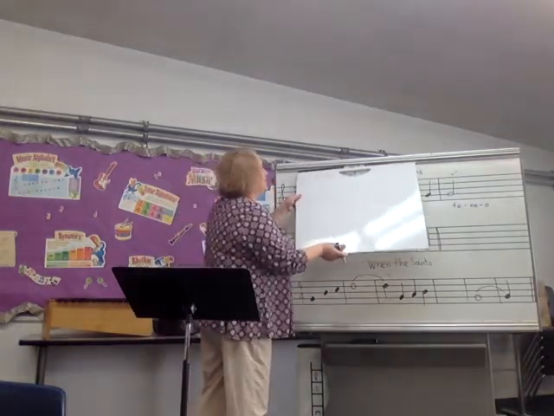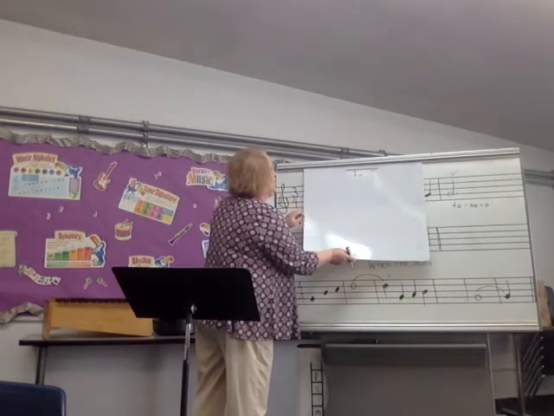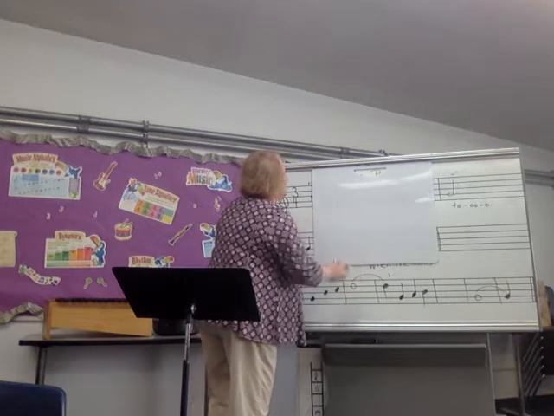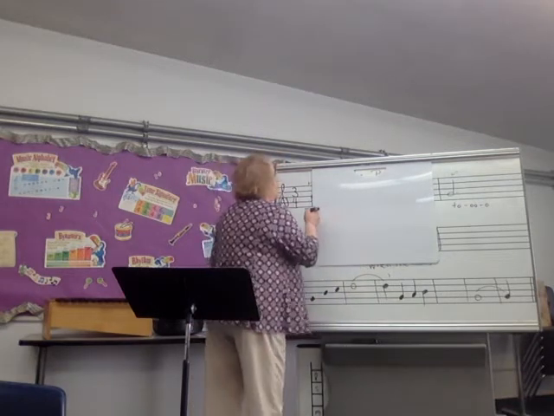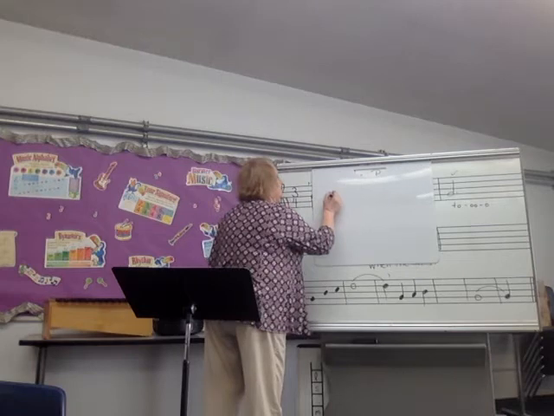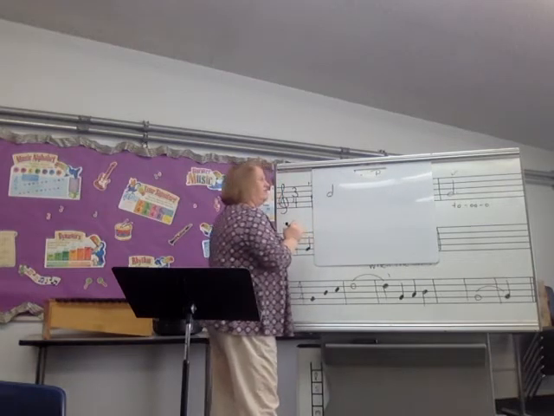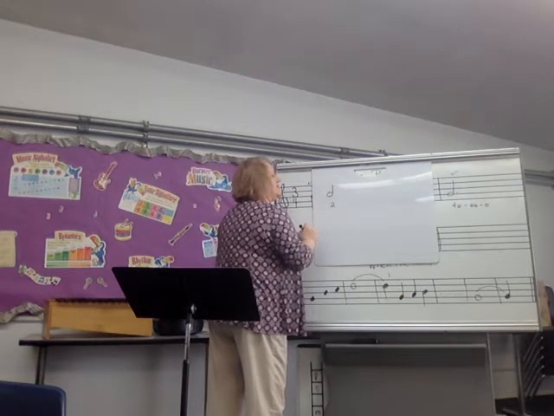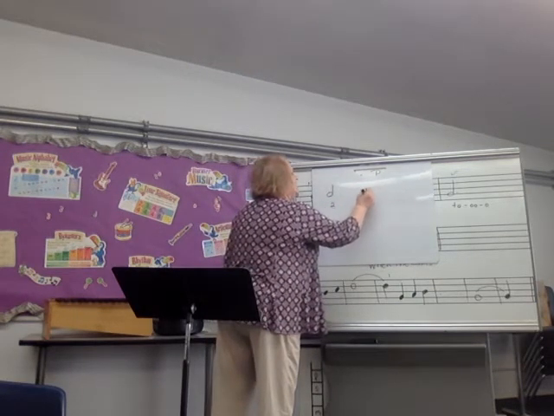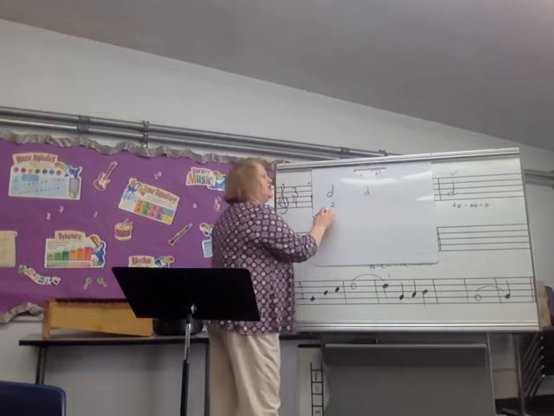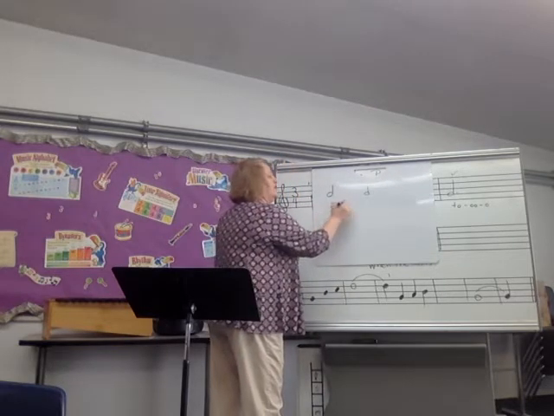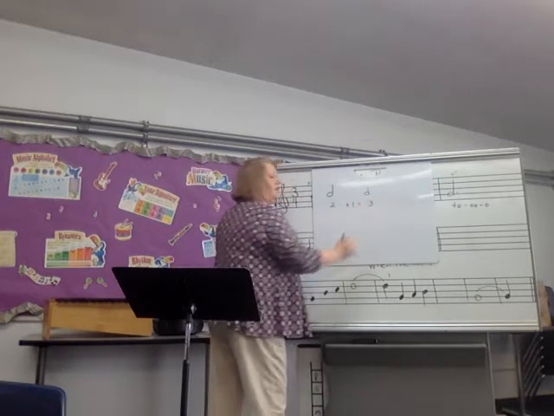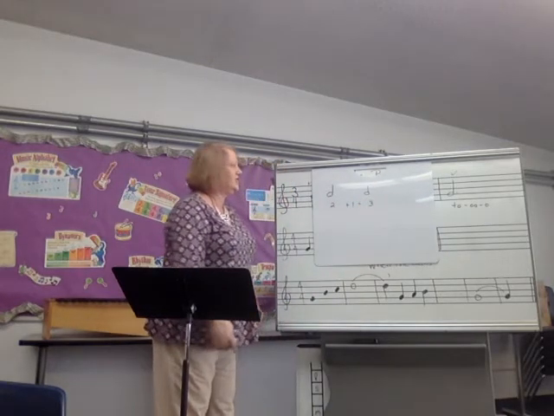Now, that may seem a little confusing. Let's go over that real quickly. If I have a half note, how many beats of sound does it get? Two. One sound held for two beats. If I add a dot to that note, what is half of two? One. Two plus one equals three. That's how a dotted half note gets three beats.